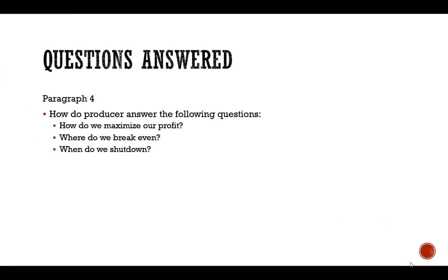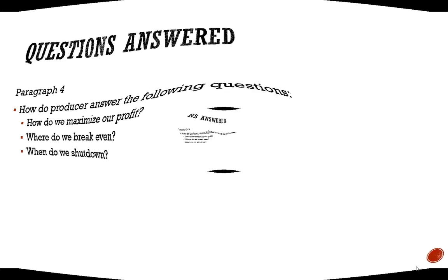Okay, so paragraph 4 is where we talk about the questions that we ask about our producers. How do they maximize their profit? Where is the break-even point for the producers? And when do we shut down? Or even beyond this, when we shut down is kind of in the short term. In the long run, how do we know when we need to exit, or when there are going to be new entrants into the market? And then paragraph 5 is to wrap everything up and conclude. And then you're done with your final blog post for microeconomics.